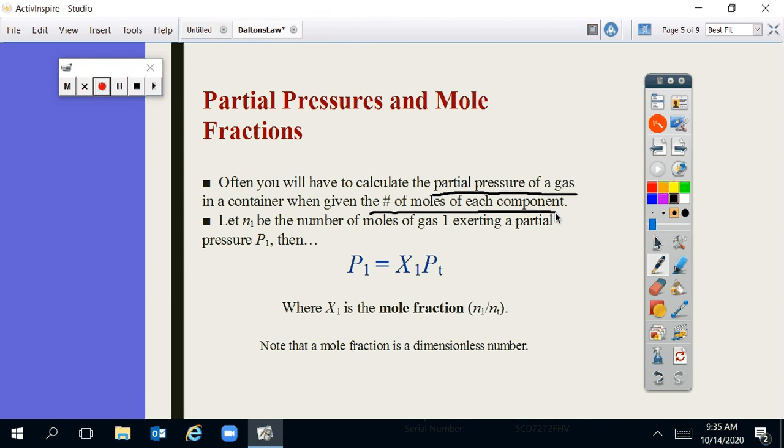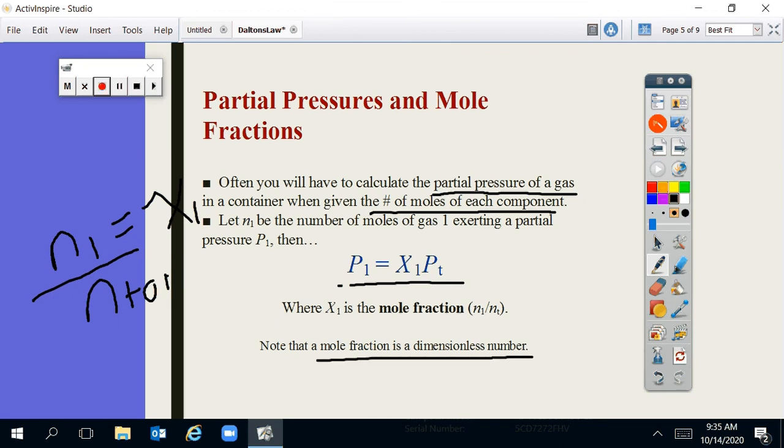So the partial pressure of a gas, say gas 1, is going to equal the mole fraction of gas 1 times the total pressure. X is considered the mole fraction. That means the number of moles of gas 1 over the total moles is going to equal the mole fraction of gas 1. And mole fraction, because moles cancel out, is a dimensionless number. Just to repeat, the partial pressure of a gas A is equal to the mole fraction of gas A times the total pressure.